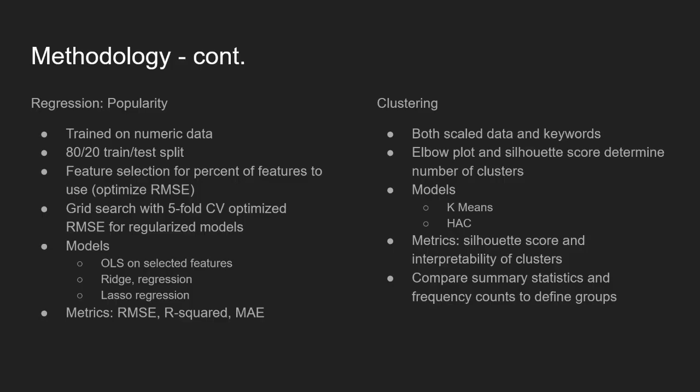Clustering will be performed on the scaled numeric data as well as keywords to compare the results. Elbow plots and silhouette scores will determine how many clusters. Both k-means and hierarchical agglomerative clustering will be performed, and clustering will be evaluated by silhouette score and interpretability. Summary statistics and frequency counts of each cluster will be compared in order to define them.